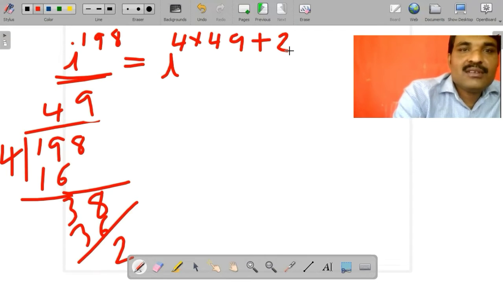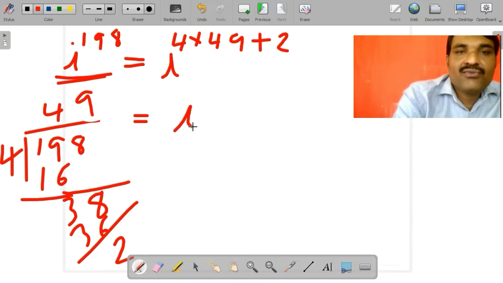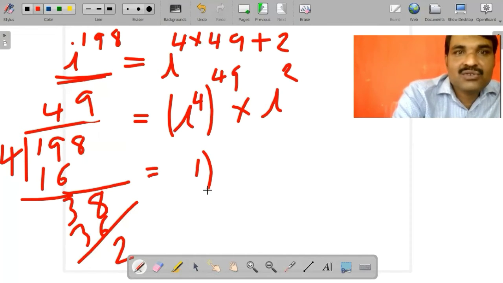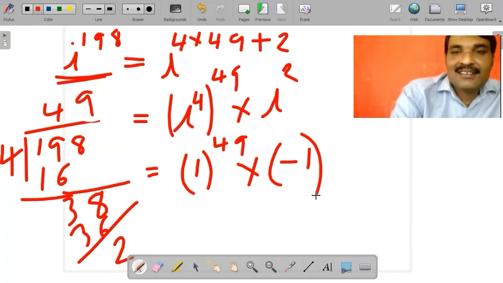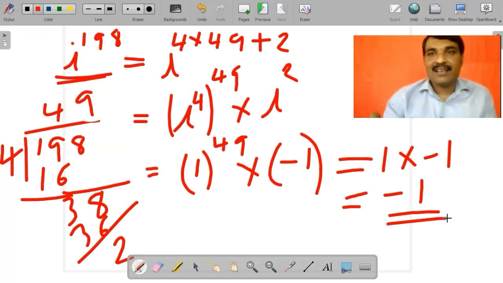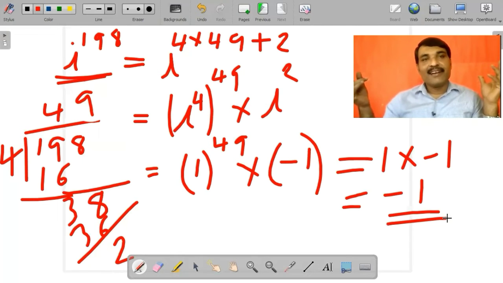Right. So this is equal to iota raised to 4 whole raised to 49 multiplied by iota square. The value of iota raised to 4 is equal to 1. So we get 1 raised to 49 multiplied by iota square, that is minus 1. So the answer is equal to 1 into minus 1, that is equal to minus 1. Okay. So in this manner, we can reduce iota raised to any value.